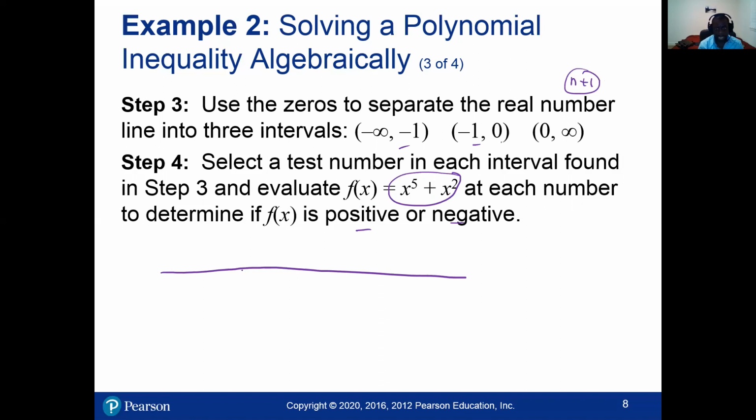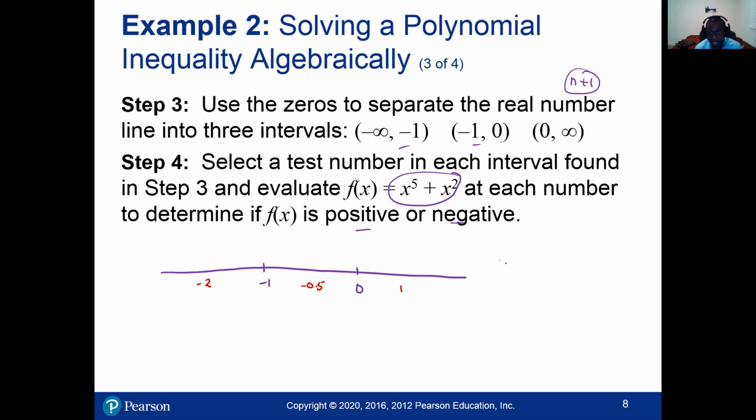Okay. And I have negative 1 and I have 0. So I'm going to use a test value for the first interval from negative infinity to negative 1. Let's use, say, negative 2. And then between these, we're going to use, say, negative 0.5. And then here, let's use 1.